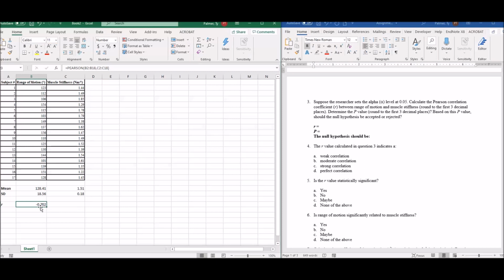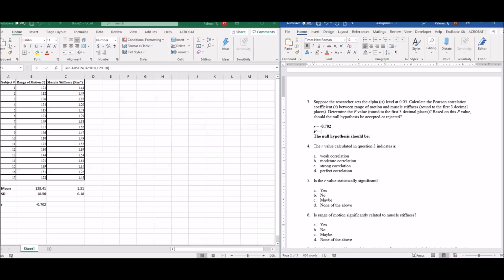Okay, so now that we've calculated the Pearson R correlation coefficient, negative 0.702, let's go ahead and record that in our assignment. So negative 0.702, that's our Pearson R correlation coefficient. Now let's go to the second question. The second question says determine the p-value. Determine the p-value for this corresponding correlation coefficient. We also want to round it to the first 3 decimal places.